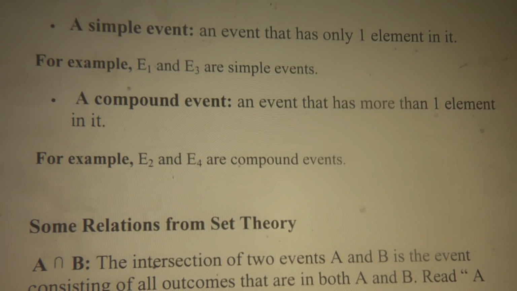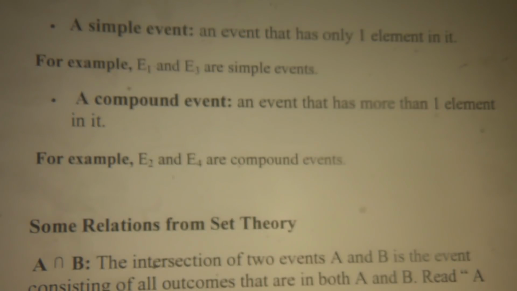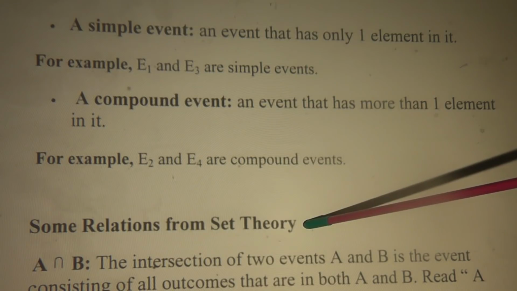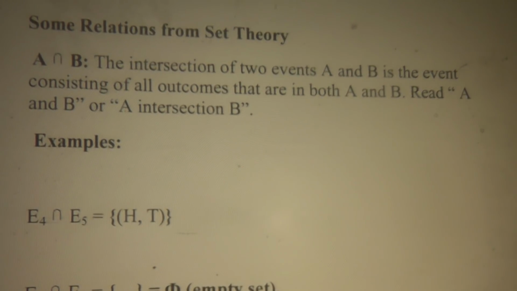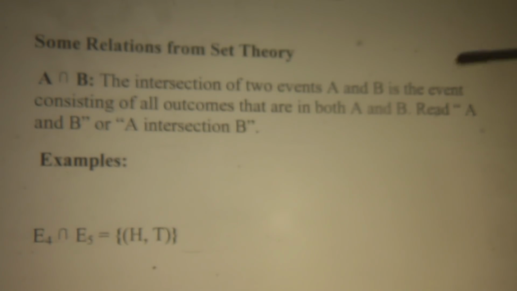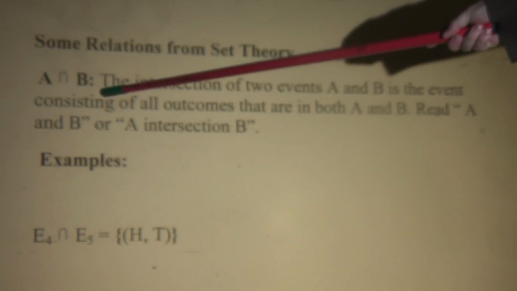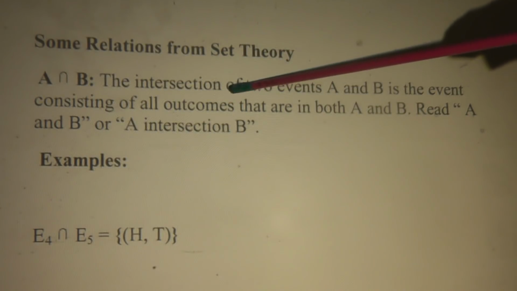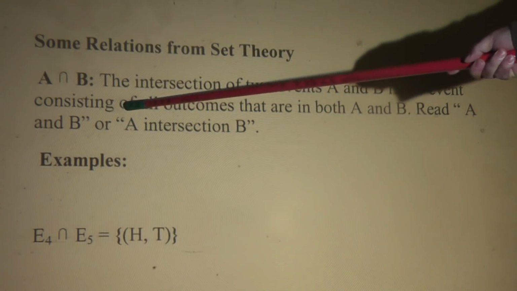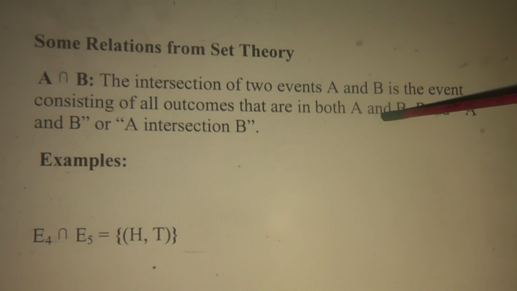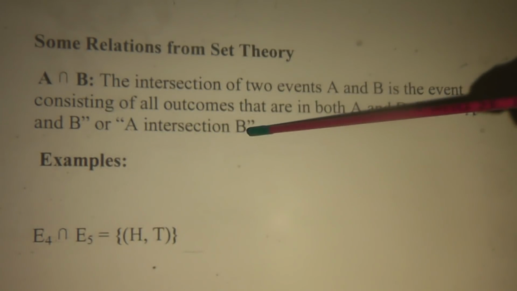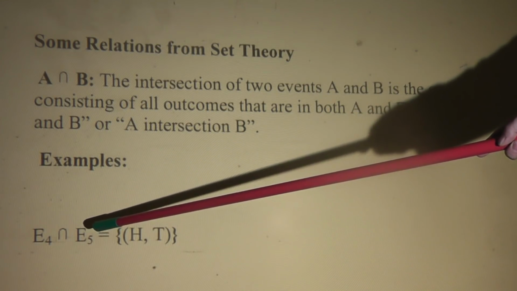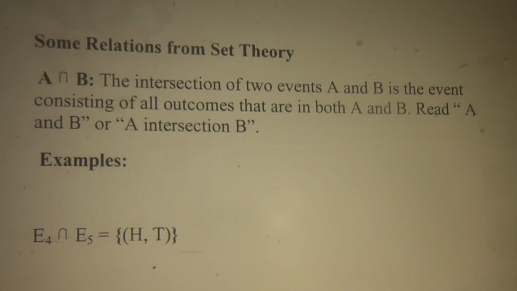Now, next one. Let's review some relations from set theory. Some of you have probably seen this in high school, but let's review the concept again. First, let's look at A and B. The intersection of two events A and B is an event consisting of all outcomes that are in both A and B. Read as A and B, or some mathematicians say A intersection B. For example, E4 and E5 is head-tail. When we say A and B, what does that mean?